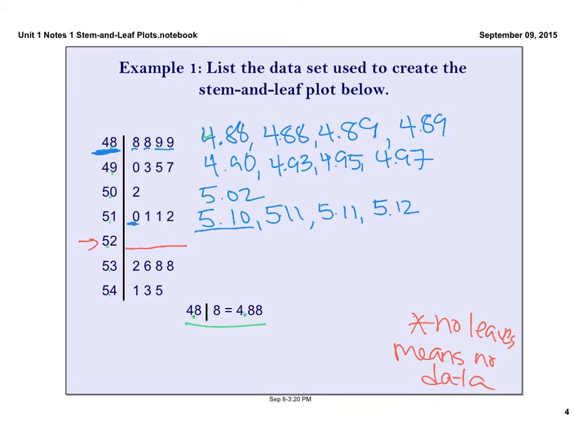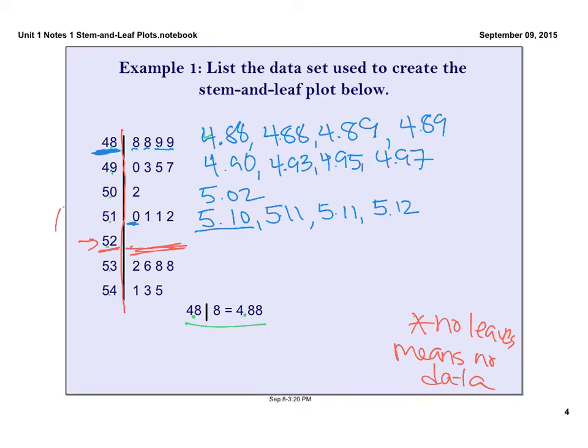Now, we can't skip any sequencing numbers, any stems that are in the sequence. So notice that these stems go from 48 up to 54. I can't just skip one. You have to think of this whole thing as a number line. If this were a number line, you wouldn't just skip a digit. You have to count every digit. So even though there's no leaves there, I still have to put the stem. But resist the urge to say that there's any data in that row, because there's not. All right, let's go on to the next one.